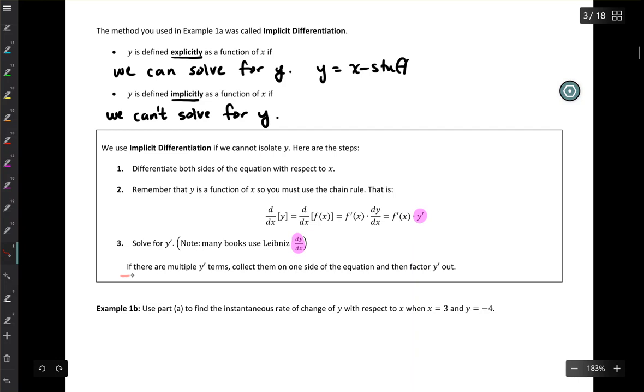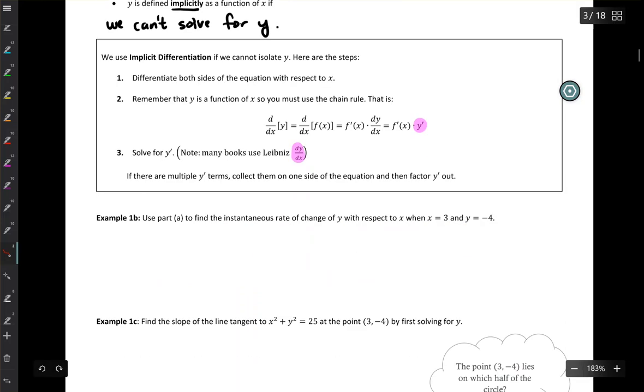If there's one step in the solving part that can be difficult for some people, it's if there are multiple y primes. If there are multiple y primes, you want to get all the y primes on one side of the equation, and then factor them out. You will see some examples of me doing that later in this lesson.